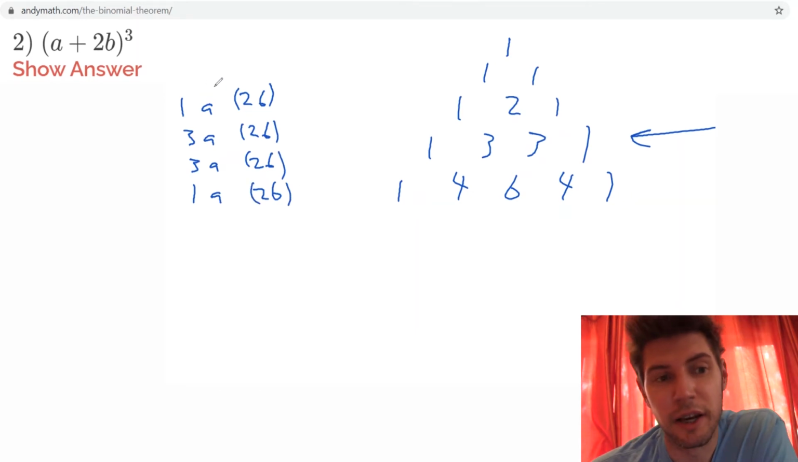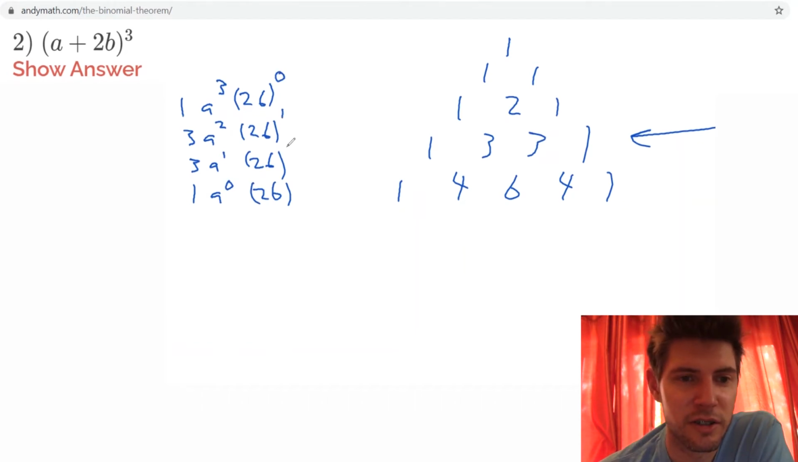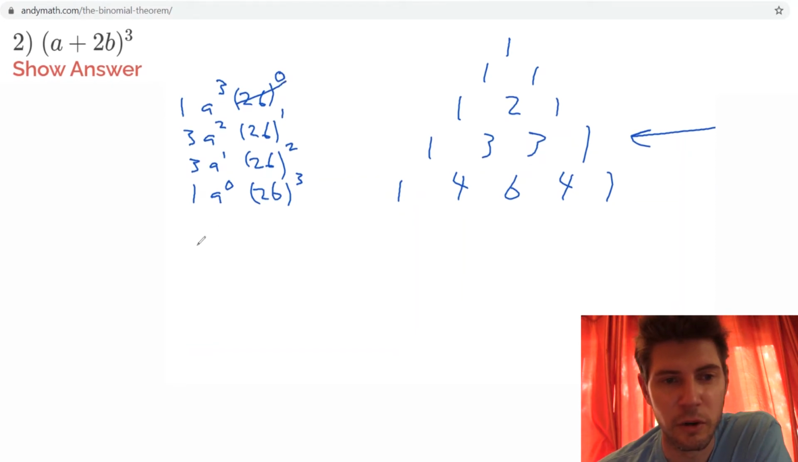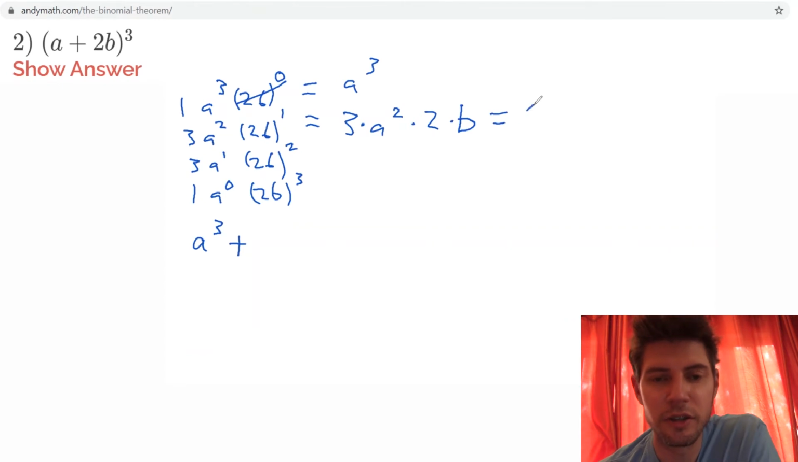And now we can do the exponents. So the a gets a 3, a 2, a 1, and a 0. And the second term starts at 0, 1, 2, and 3. Anything to the 0 just becomes 1, so this goes away. So the first term is just a cubed plus. Then this term is going to become, well, there'll be a 3, an a squared, times the 2 that's right there, times b. And the 3 and the 2 can combine to give us a 6. So we have 6a squared b.